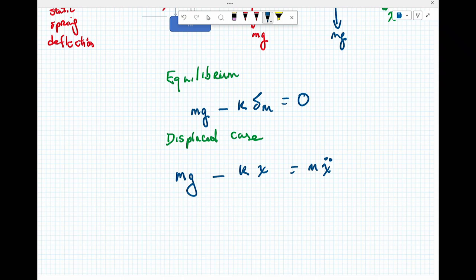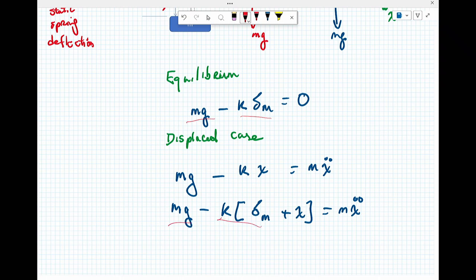However I've defined x in this particular case, I can rewrite it, and usually I will rewrite it, so it's mg minus k delta m plus x equals m x double dot. Now that leads to sort of the interesting result that these two terms here are these two terms here. So these go away.